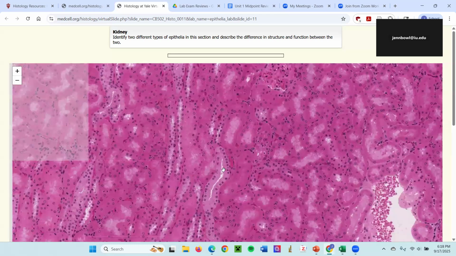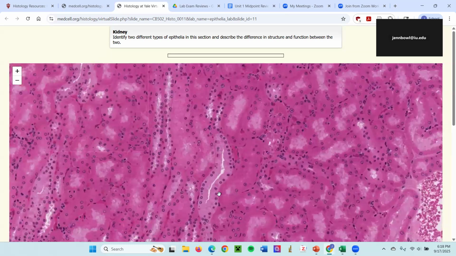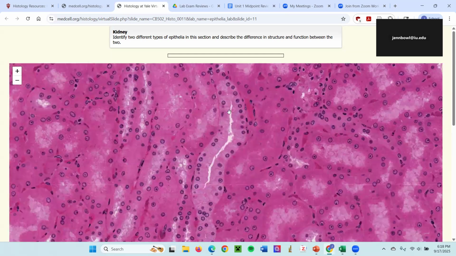So what we have, for example, this is a really good specimen, a lumen. So this is the tube itself, lined by epithelium, and then that white is like space inside the tube. So this is a picture-perfect example of cuboidal epithelium. In this case, we only have a single layer ringing that lumen, so it would be simple cuboidal epithelium.